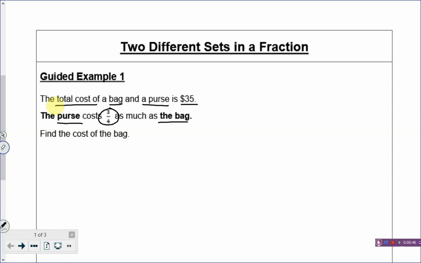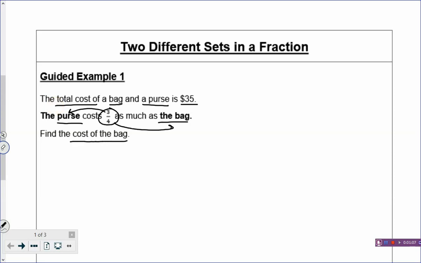Alright, if you notice, there's a numerator and there's a denominator. So what does the numerator refer to? It refers to the first set, the first type of item. And the denominator will always refer to the second set. So this fraction refers to two different sets. And then find the cost of the bag.